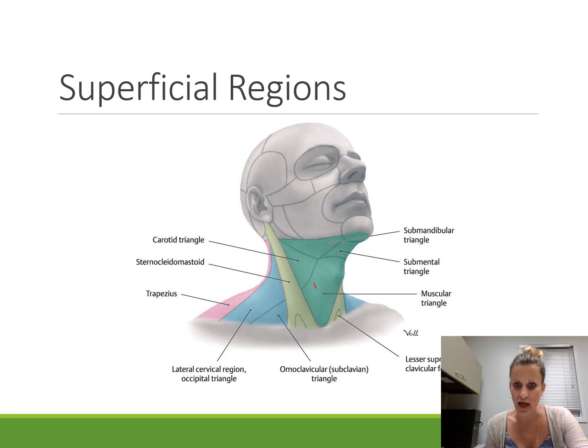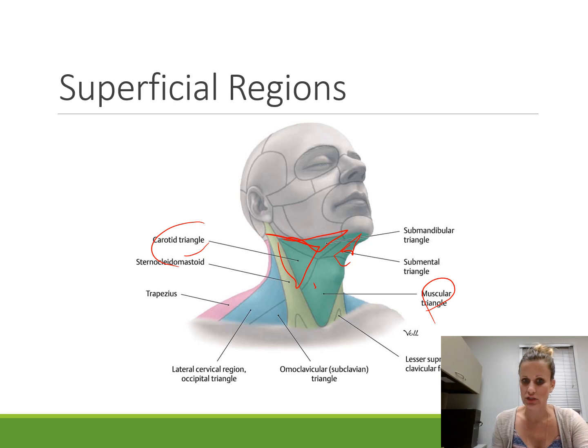You can also see the triangles, right? So the submental triangle underneath the chin, which is referred to as mental, so that makes sense, submental under the chin. The submandibular triangle, it makes sense under the mandible. Your mandible is your lower jaw, so submandibular is right underneath it. The carotid triangle you see right here, again, that's right by where you take your pulse, right? The carotid artery passes right through there. And then again, the muscular triangle.